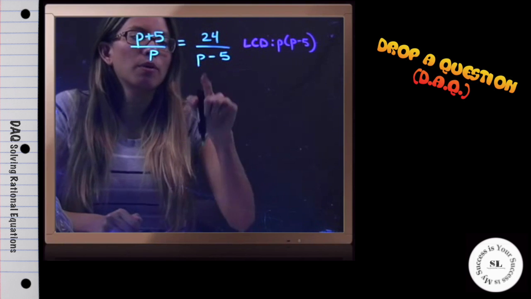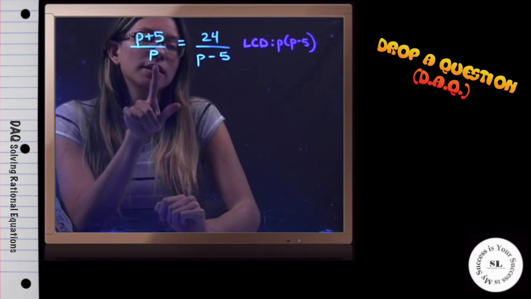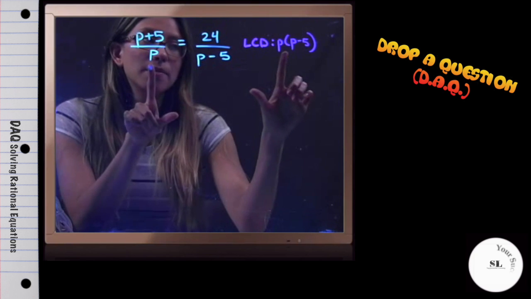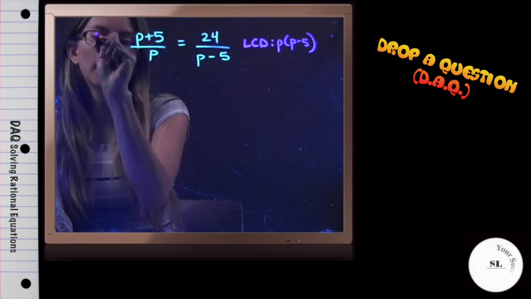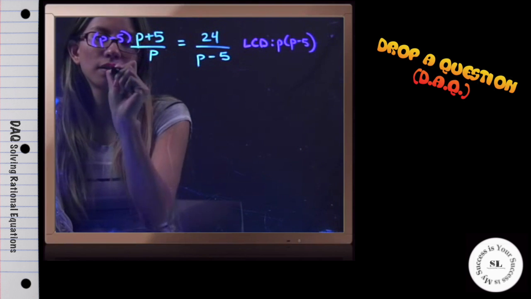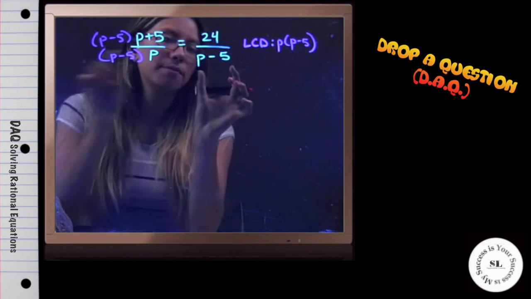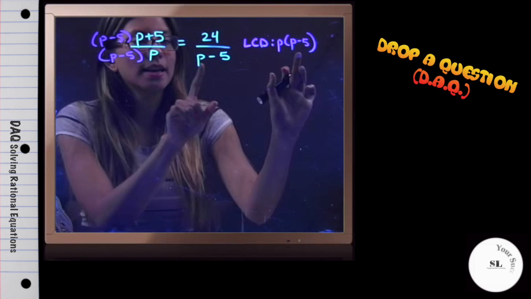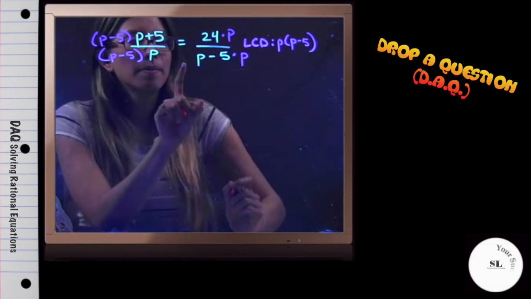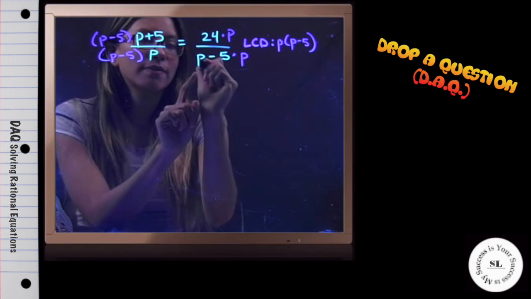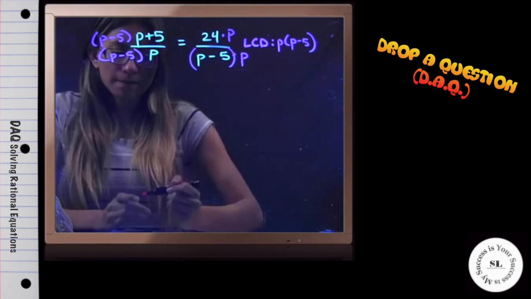We're going to multiply by what it's missing. So in this case, for our first fraction, if we compare the denominator to the LCD, it has a P, but it's missing P minus 5. So we're going to multiply by P minus 5 to the numerator and denominator. In our second fraction, we have P minus 5 in the denominator, but comparing it to the LCD, we're missing P. So we're going to multiply by P to the top and bottom. Now keep in mind that when multiplying P in this denominator, we have to treat P minus 5 as if it's a group and distribute the P.